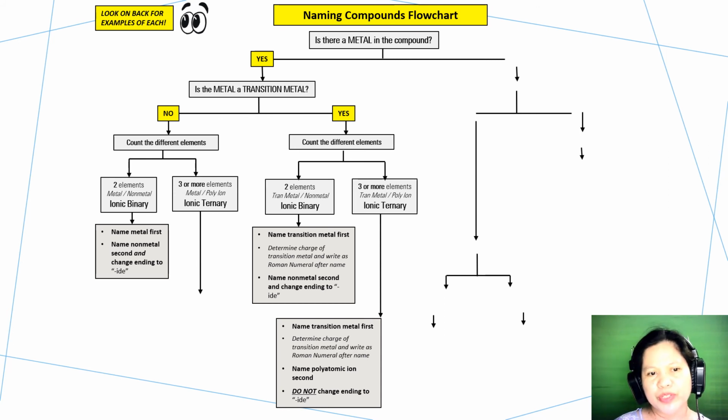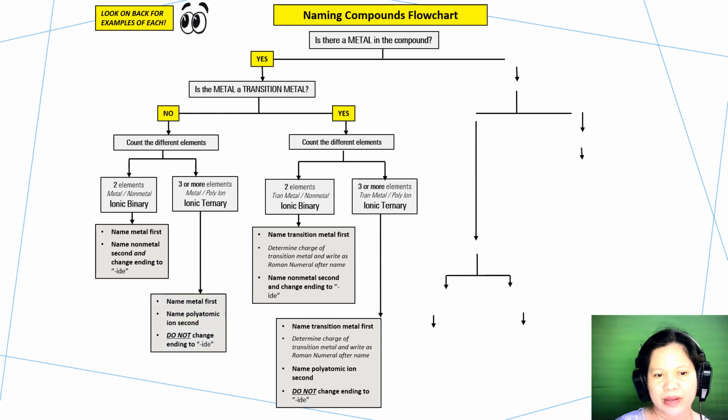Now, what about if there are two or more elements? Metal and polyatomic ions. So, therefore, it is ionic ternary. Are we gonna change into IDE? No. Name first the metal, then second the polyatomic ions. Nakalagay dyan, do not change the words ending to IDE. So, as is siya, katulad din dito sa transition metals.